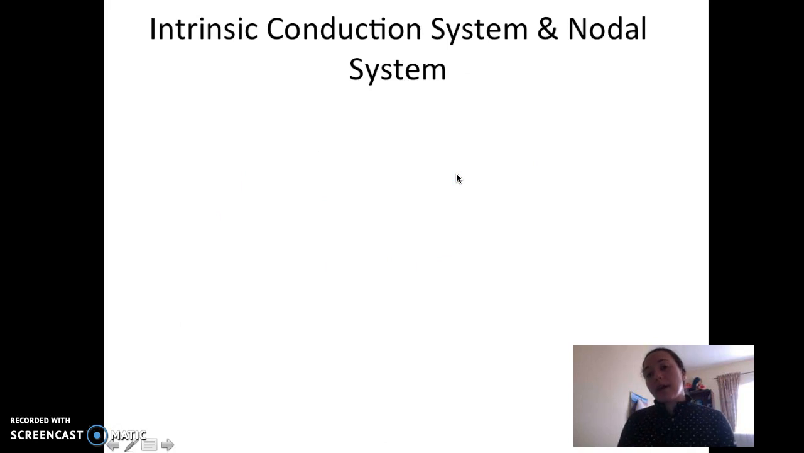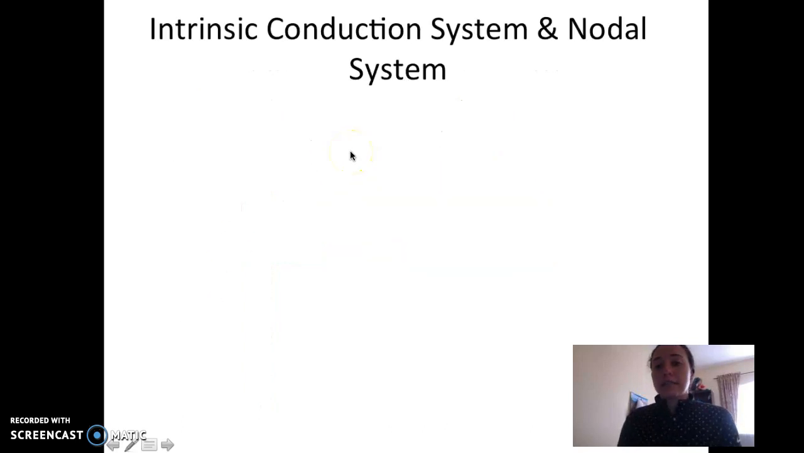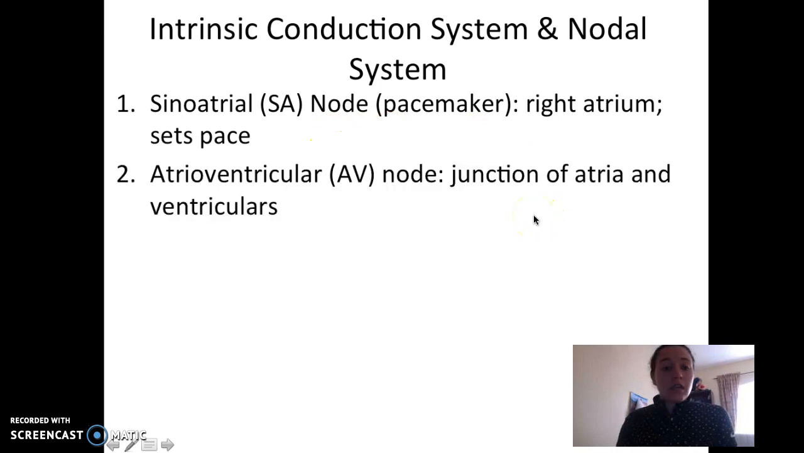Okay, so that was a review of the ANS, but we're talking mostly about the nodal system, the intrinsic conductive system. So the first structure is called the SA node. That's your pacemaker. It's in your right atrium and will set the pace. I gave you guys a diagram, so if you want to look down now and highlight that, that's a good idea. Sinoatrial node, that's in the atrium, the right atrium to be exact. But when it's depolarizing, it will cause both the right and the left atrium to contract.